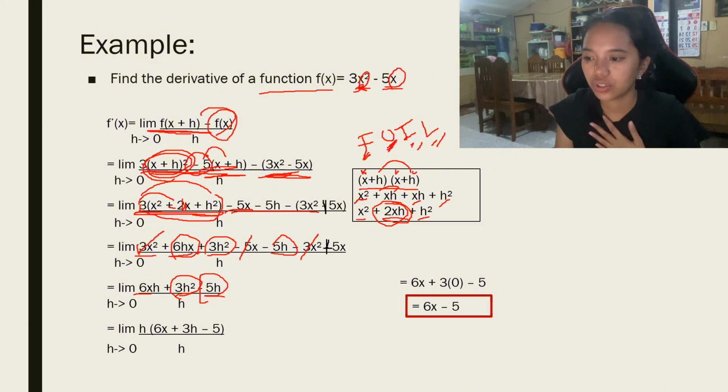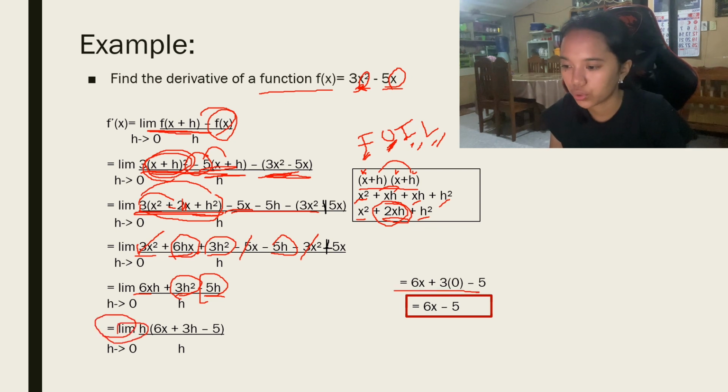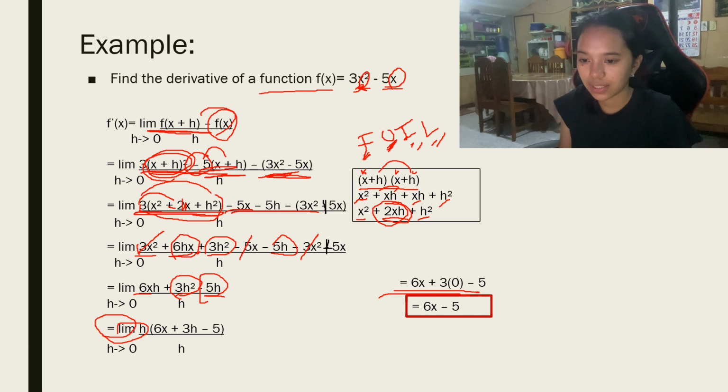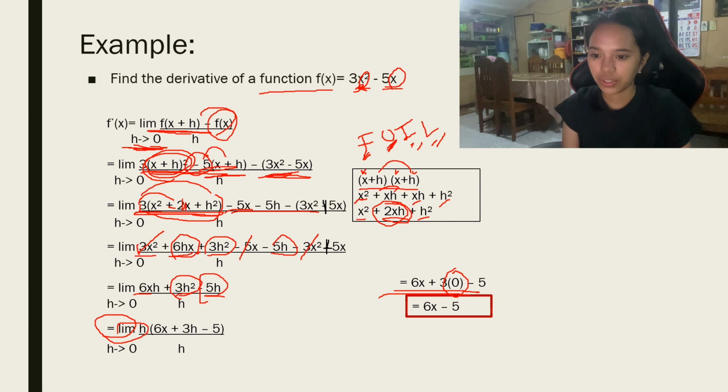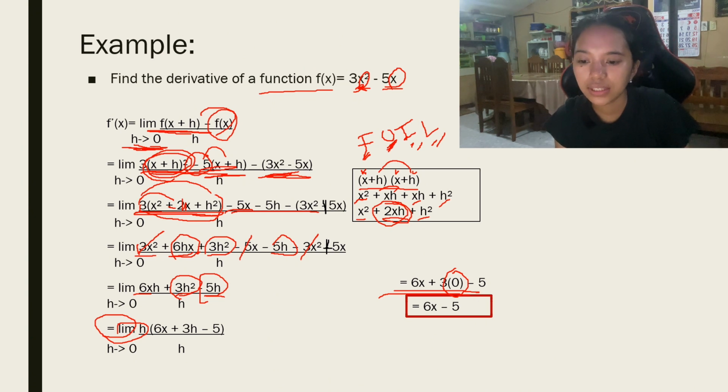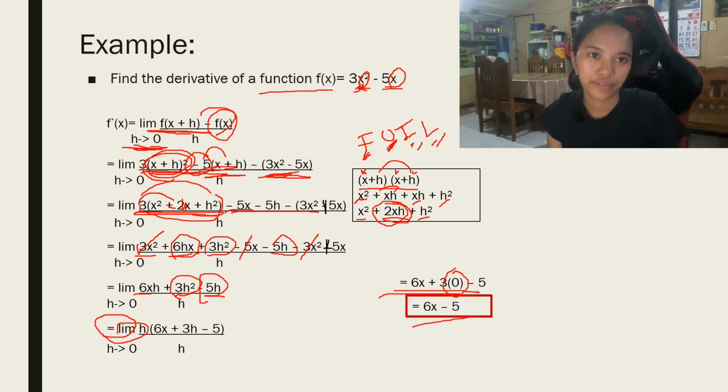Next is direct substitution. Remember that when doing direct substitution, hindi na kailangan maglagay nitong limit. So, direct na talaga siya. So, 6x plus 3h minus 5. So, yung value ng h natin dito is 0. As h approaches 0. So, 6x plus 3 times 0, that is 0, minus 5. So, this is the final answer, which is 6x minus 5.